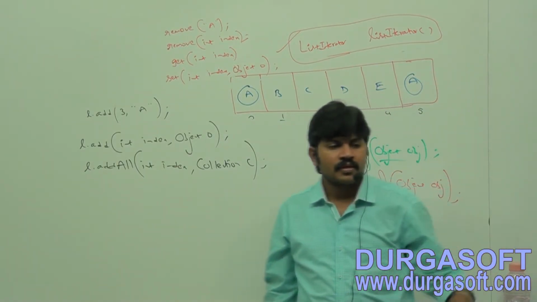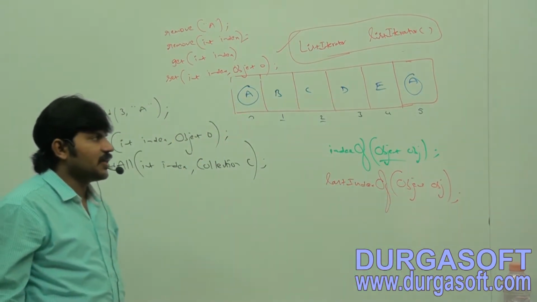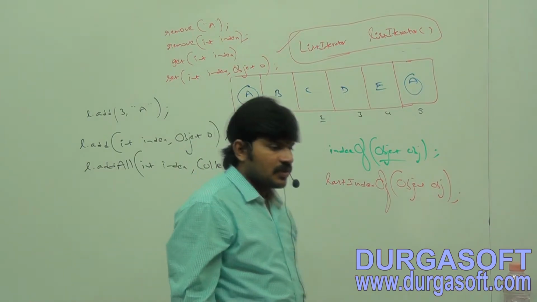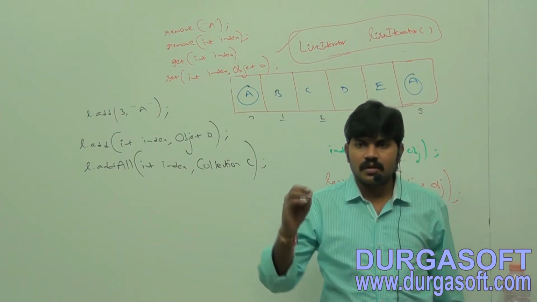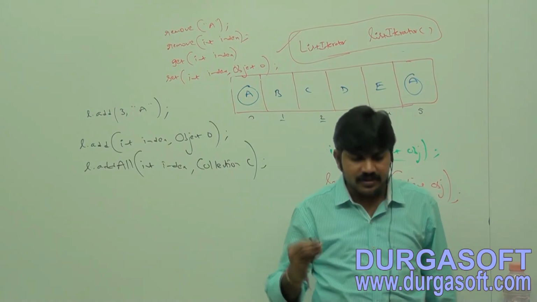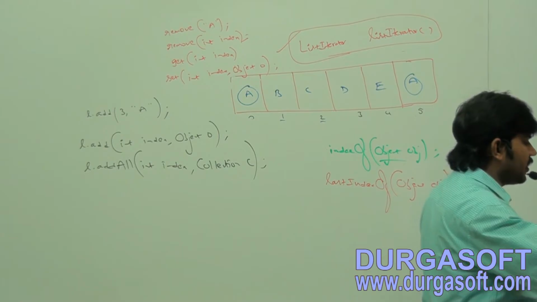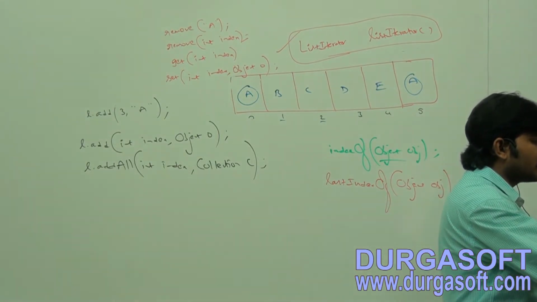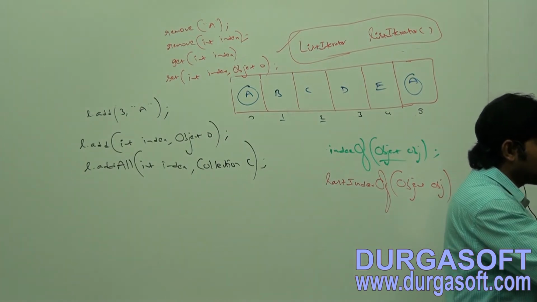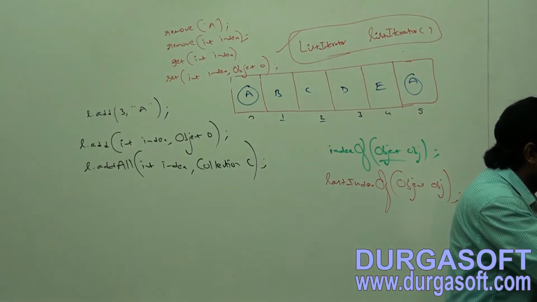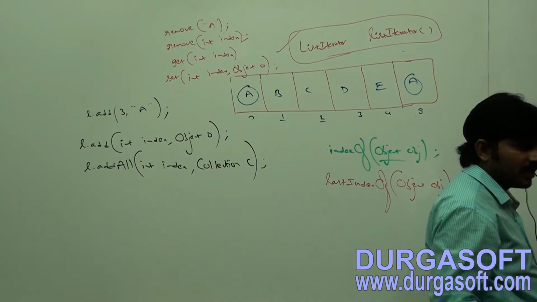Okay, add. The list interface defines the following specific methods. Now total 8 methods are there here. Okay, take all these 8 methods.